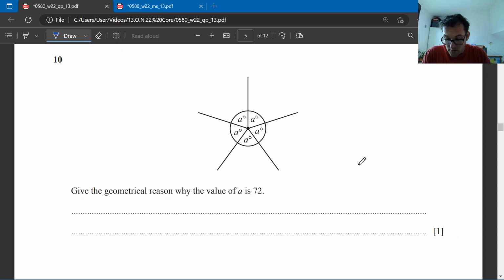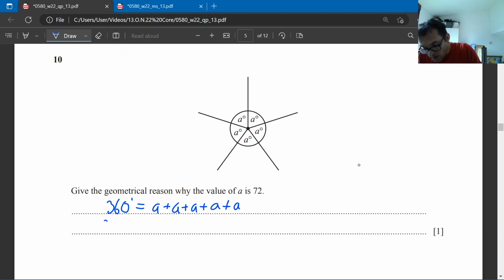Give a geometrical reason why the value of A is 72. Well, what do we know about all these A's? They go all around the point, so all of them together should be 360 degrees. That means if I do A plus A plus A, how many are there? 5? Yes. If I add them all together, it's 360.